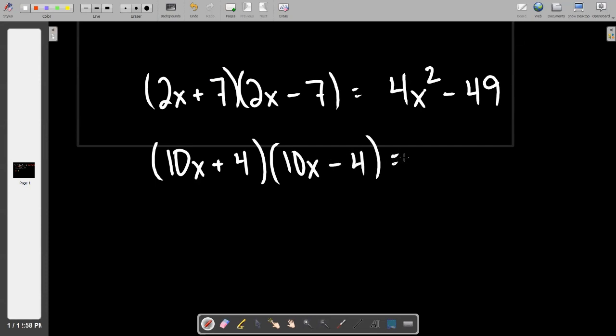First off, recognize it. It fits the mold, right? It's got the same components, the 10x and the 4, but one's a plus and one's a minus. So we know that the middle terms are going to die. What's the first part of my answer going to be? 100x squared. Yeah, so the 10x and the 10x make 100x squared.